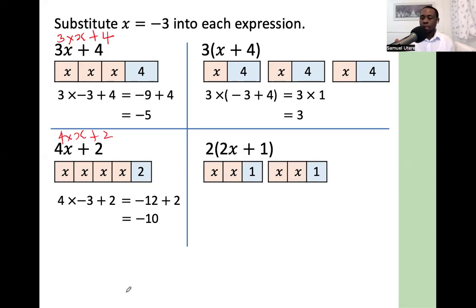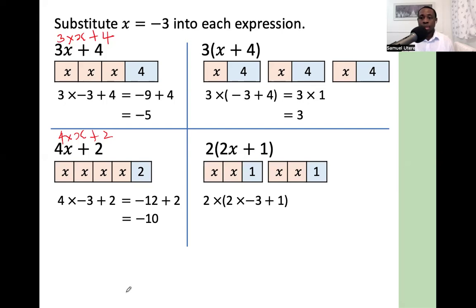Now, remember that 2x means 2 times x, all right? A letter next to a number, we call the letter the variable, we call the number next to the letter the coefficient. So remember these words, we've done this in our previous lessons. So if we do our substitution, it would look like this.